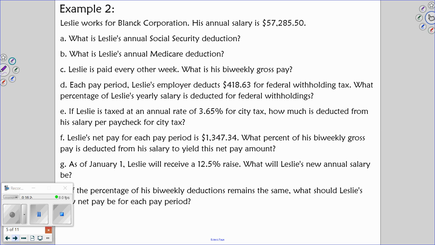Example 2. It's massive. It's got lots of parts to it. But I made sure I gave you one like this because it shows up on homework tonight. I wanted to make sure I show you one. That way when you're working on homework, you have something you can refer back to.